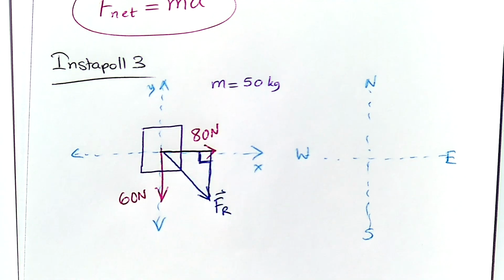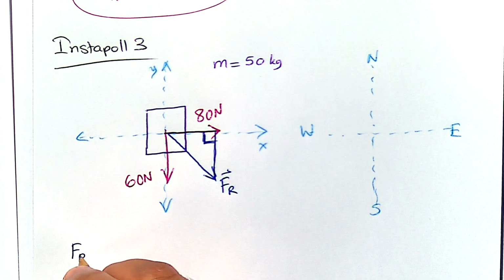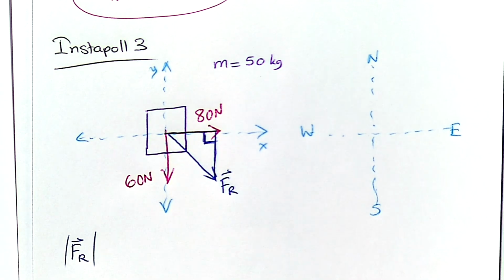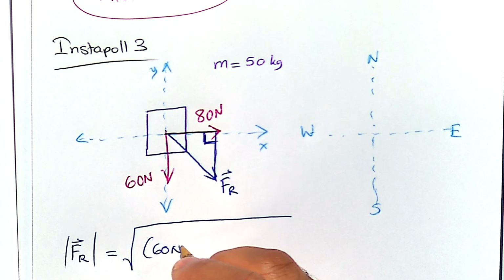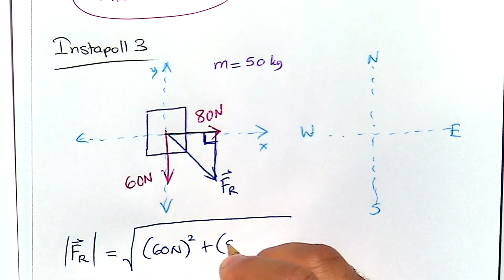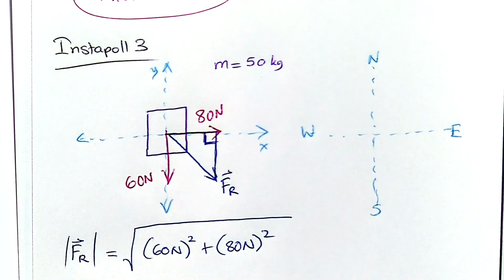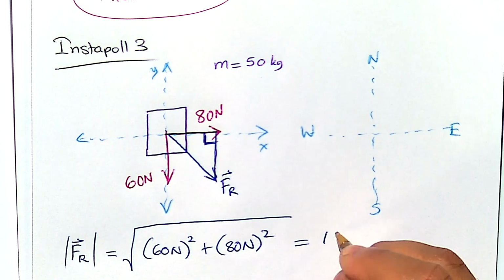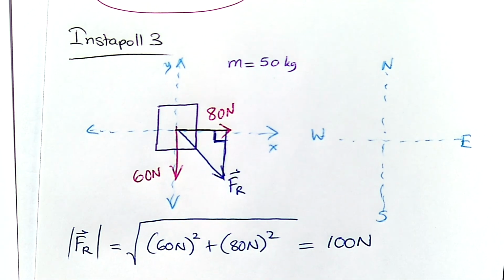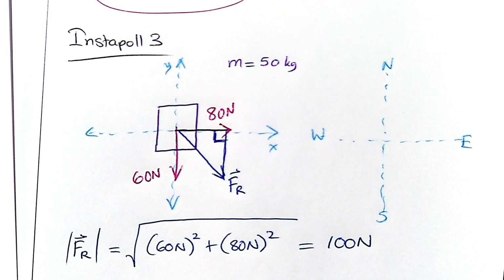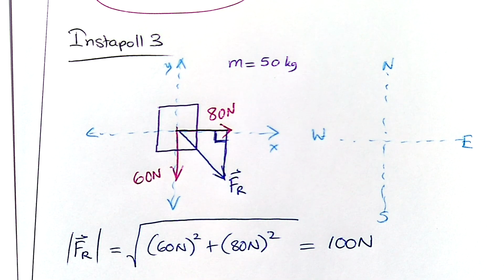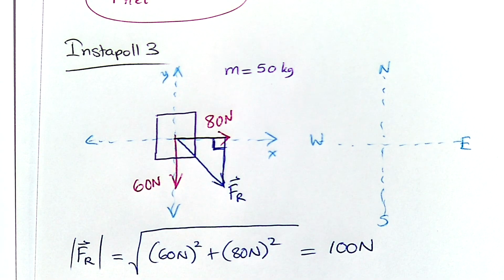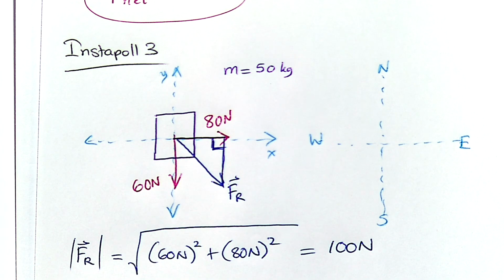In this case, we know both sides of this right triangle. So if we're looking for the magnitude of the resultant force, we use the Pythagorean theorem: take the square root of 60 newtons squared plus 80 newtons squared, and you get 100 newtons. That's the magnitude of the resultant force. It points in that direction. Now, we need to find the acceleration. That's what they asked.